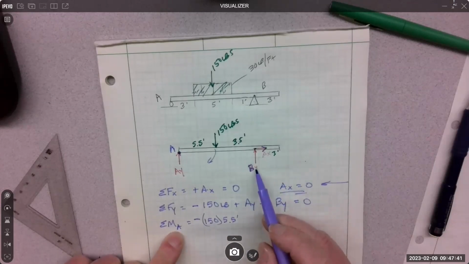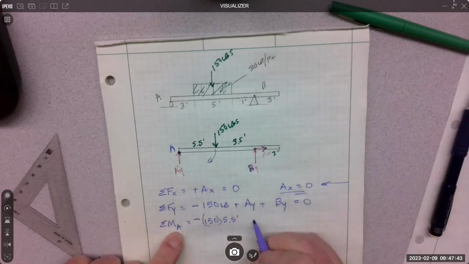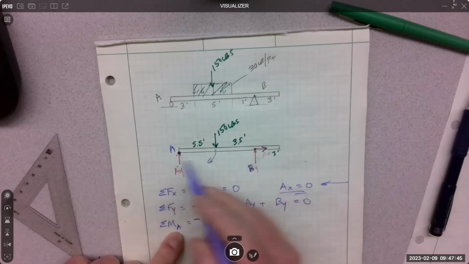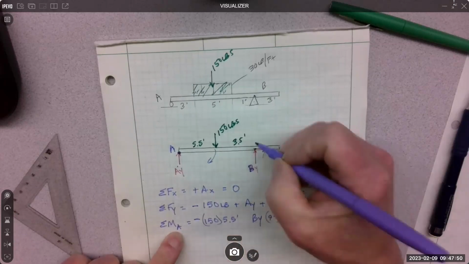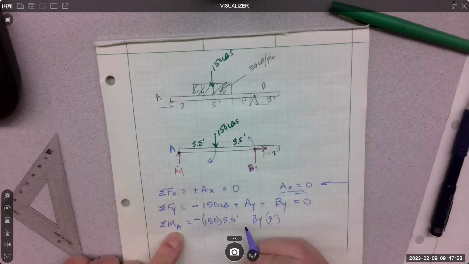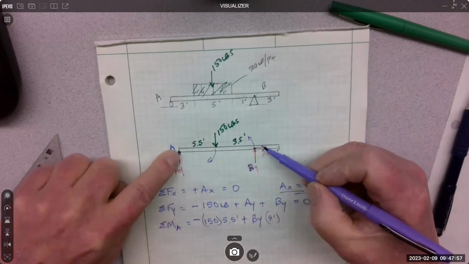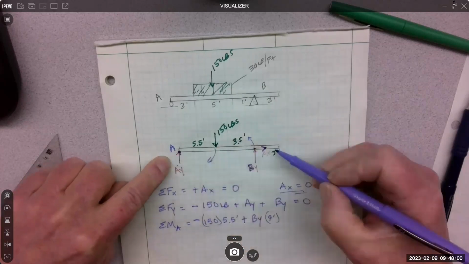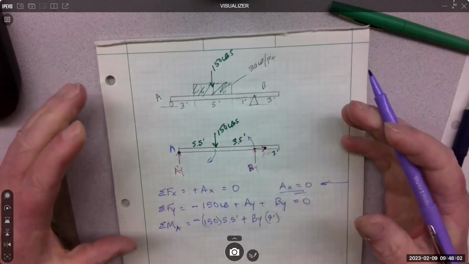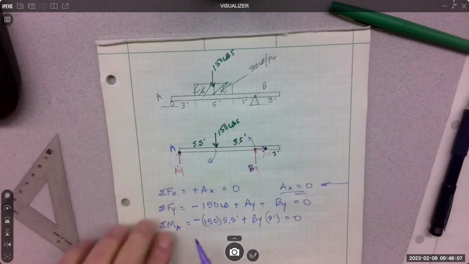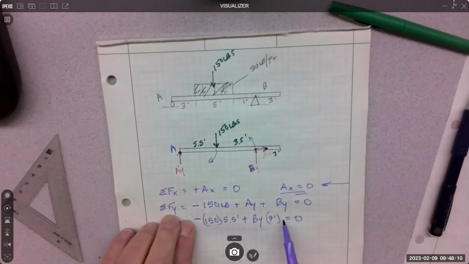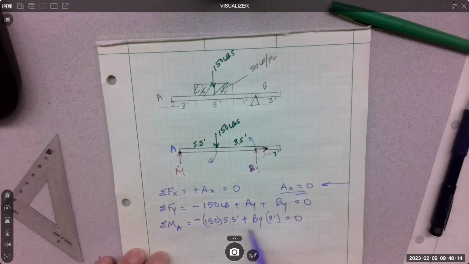Does BY create a moment? Absolutely. So it's BY times this distance, which looks like 9. And it rotates the other way, which is positive. Does AX create a moment? Nope. It goes right through it, does not create a moment. That's it. I've done them all. So I set it equal to 0. 1 equation, how many unknowns? 1 unknown. Perfect.